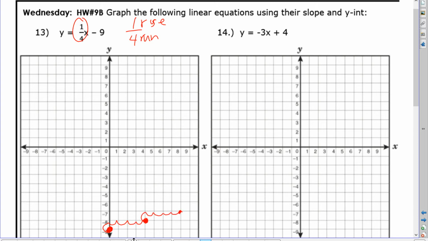Now you don't have to put all these loops in here like I just did. You can simply make your points like this. Rise 1, 1, 2, 3, 4. Count over. Rise 1, 1, 2, 3, 4. Rise 1, run 2. I run out of space. So I connect my points. I put arrows. And I label it with the name of the equation.